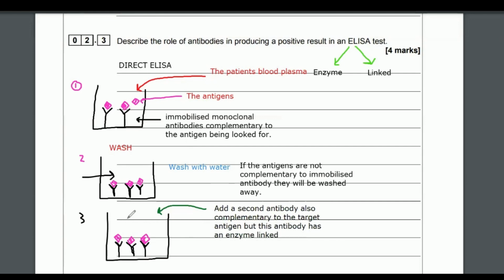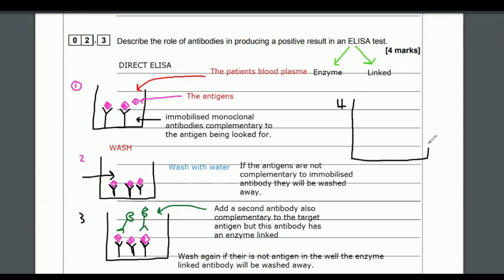Now this antibody that I'm drawing in green here is a Y shape with the little enzyme like a Pac-Man on the end. This antibody is also complementary to that target antigen, and it will bind to it. Now we wash it again because this is the most important washing. We need to wash this beaker or this well again because if that purple diamond, that antigen, is not present, the second set of enzymes will wash away and we'll only be left with the immobilized antibodies, right? That's very important that we wash it again because we don't want a false positive.